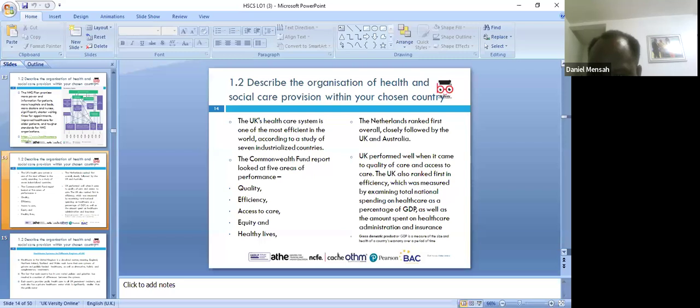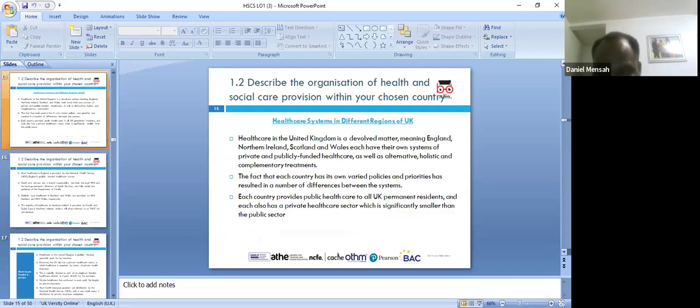Now, the UK performed well when it came to quality of care and access to care. The UK also ranked first in efficiency, which was measured by examining total national GDP growth, you know, gross domestic growth, and ensuring a proper amount in the healthcare insurance sector. Very, very important. We need to understand. So the UK did well when it comes to the healthcare sector and all that.